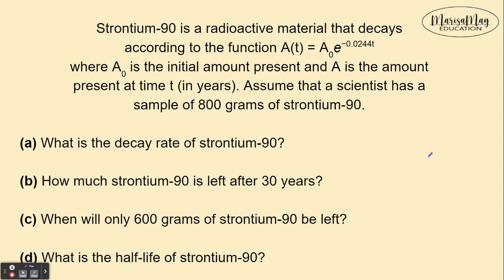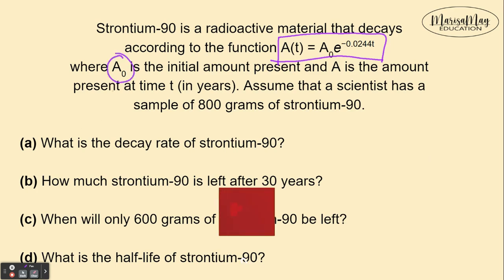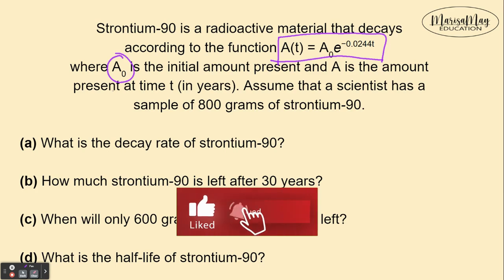In this video, we're going to be looking at exponential decay. And I've got a great problem here with some radioactive material, strontium, and we are given a function to represent the amount of this material that is left. It's important. We're told that A with the little 0 is the initial amount, and A is the amount after a certain amount of time in years.